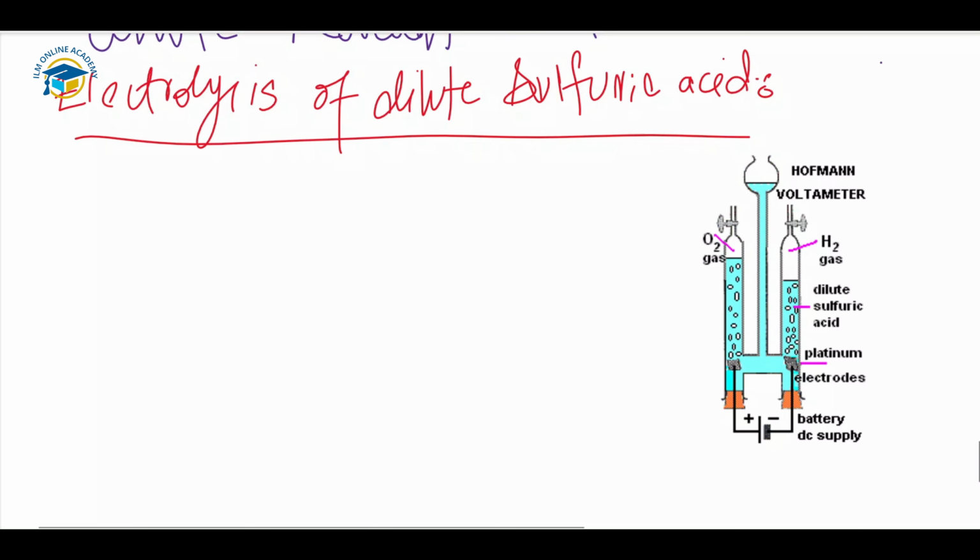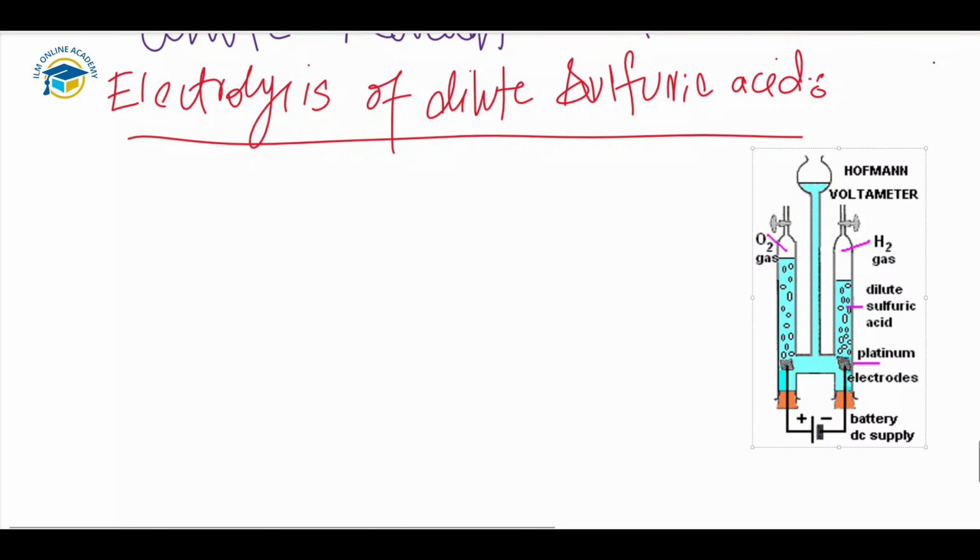So you can see here we have the battery power supply at the bottom, and next we have platinum electrodes. Anode and cathode are made of platinum. We have hydrogen gas produced at the cathode, and oxygen gas produced at the anode. So this is the electrolysis of dilute sulfuric acid. So what will happen here?